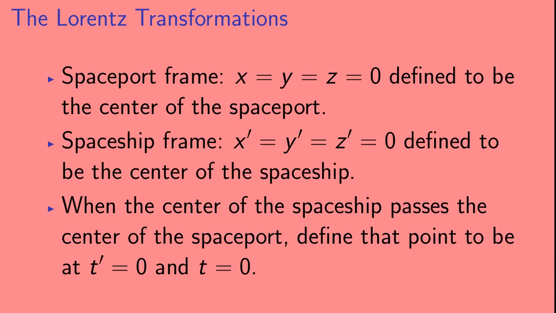Okay, so to recap, the observers stationed on the spaceport define the origin of their coordinate system to be the center of the spaceport. The spaceship crew define the origin of their coordinate system to be the center of the spaceship. When the center of the spaceship and center of the spaceport coincide, the space-time point of that overlap is defined to be at t equals 0 and t prime equals 0.